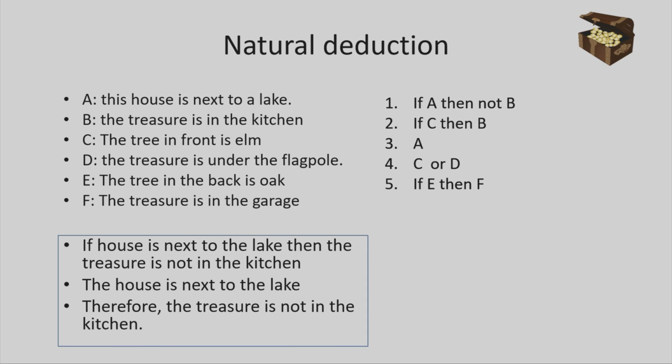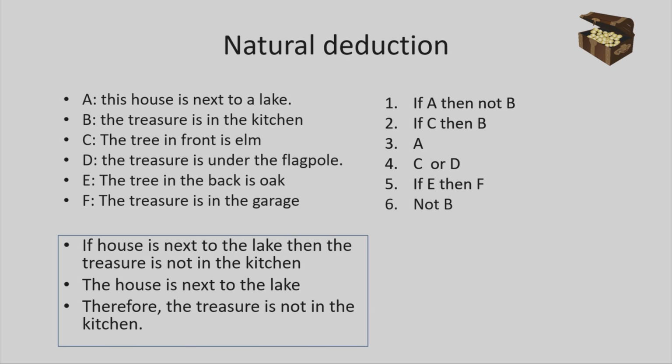Can we actually figure out where the treasure is? Well, let's keep going. Now, we have one more statement that we didn't have before, the not B, that the treasure is not in the kitchen. Can we infer something new from the not B? Well, we do have the statement, if C is true, then B is true. If the tree in the front is elm, then the treasure is in the kitchen.